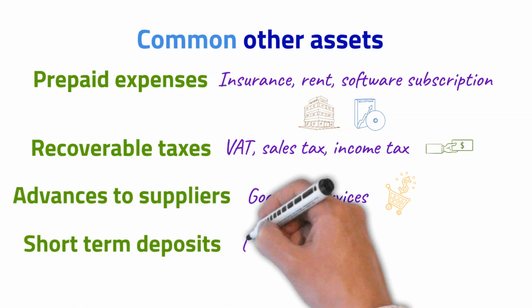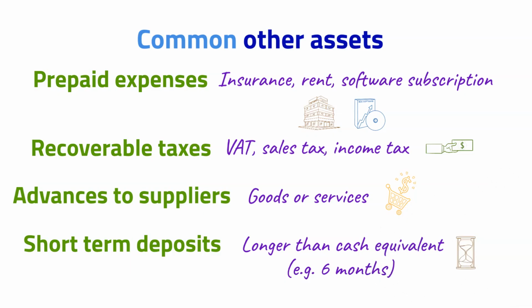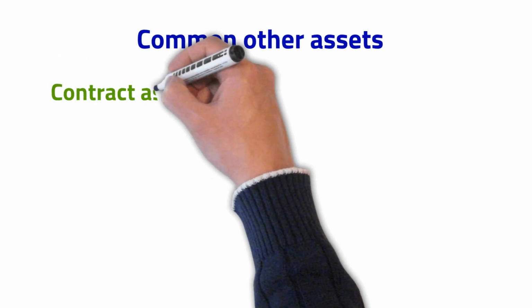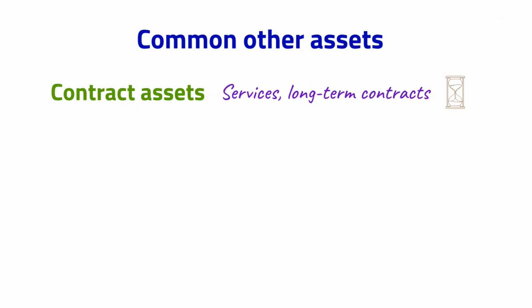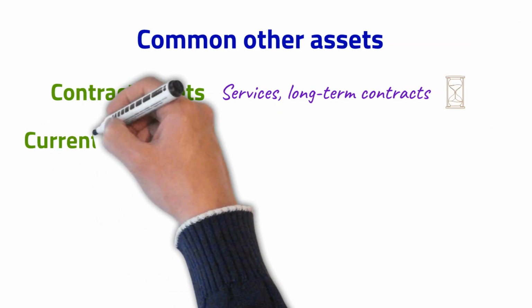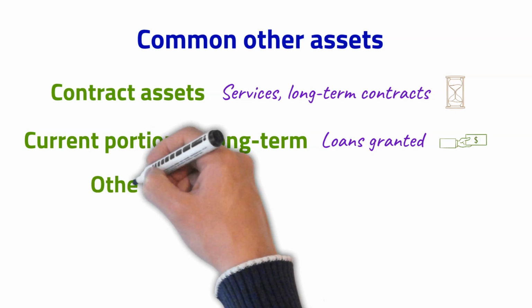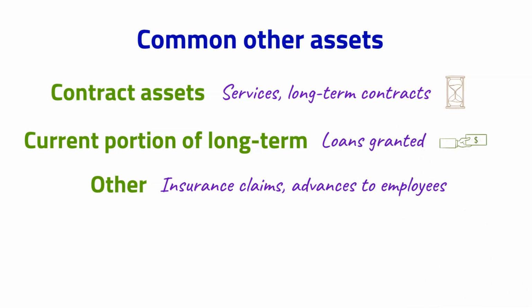Short-term deposits that are not cash equivalents, for example a 6 months deposit if your policy treats only up to 3 months as a cash equivalent. Contract assets. Here you have earned the right to consideration but are waiting on a condition. This is common in service and long-term contracts. Current portion of long-term receivables. These are installments due within 12 months, for example on loans or leases you granted. And many other items, for example insurance claims receivables, employee advances, deposits with utilities, and similar balances expected to clear within a year.